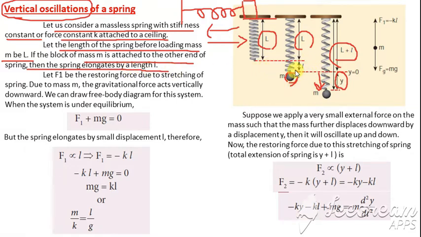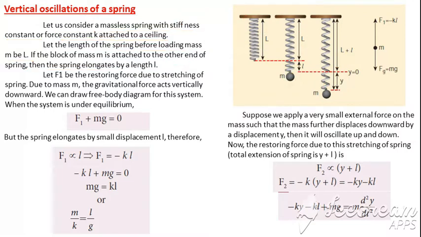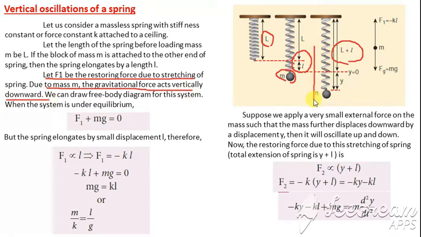So if the mass is not attached at first, the length is L. Then after attaching the mass the length extends by small l. So the total length is L plus l. F1 is the restoring force, and due to the mass M the gravitational force is acting vertically downward. Using the free body diagram when the system is in equilibrium, this you are drawing as a free body diagram.